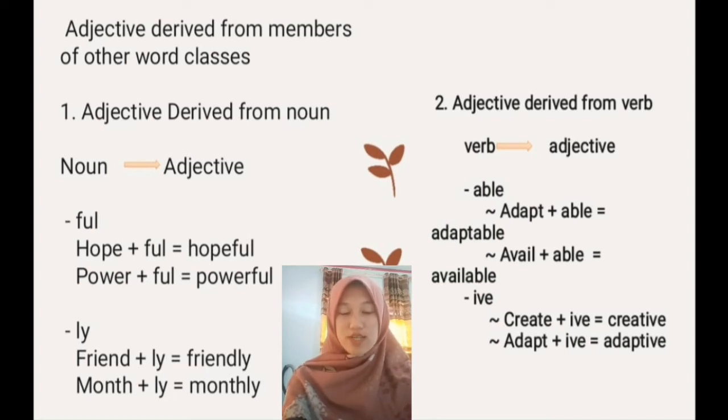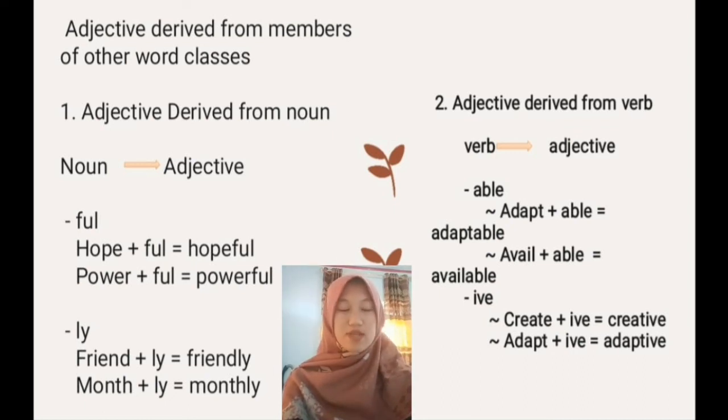For another example, friend plus li becomes friendly. Di sini friend sebagai noun setelah ditambahkan li menjadi friendly dan menjadi adjective. Second, adjective derived from a verb. Di sini kita akan membuat verb kata kerja menjadi adjective kata sifat setelah menambahkan able or ive.